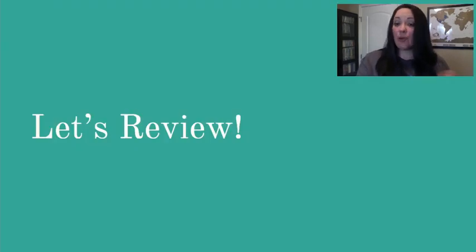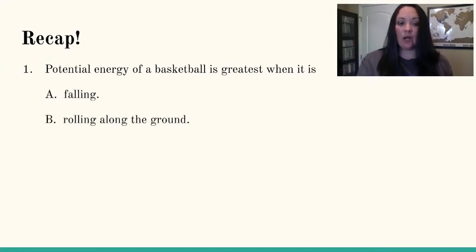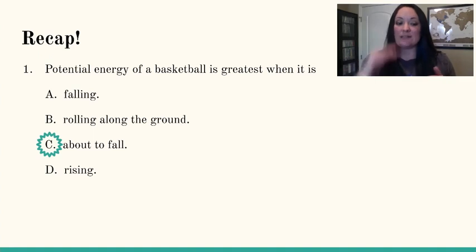All right, so let's do a quick recap and then we'll get into our activity. Question number 1. Potential energy of a basketball is greatest when it is A, falling, B, rolling along the ground, C, about to fall, or D, rising. Take a second, think about it, look at our keywords. Potential energy is greatest. It's going to be C, when it is about to fall. It's at its highest point, but it isn't falling yet.